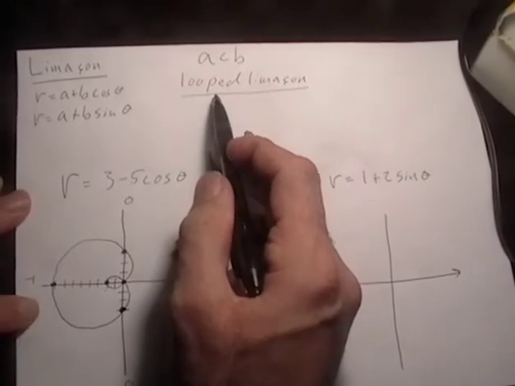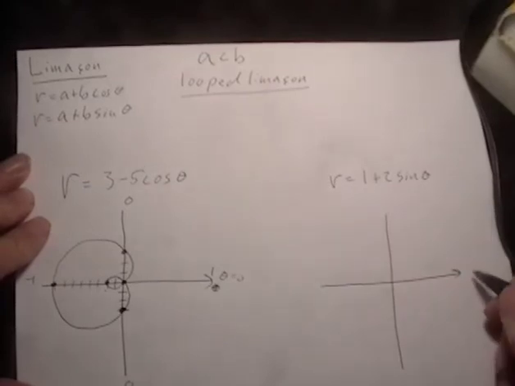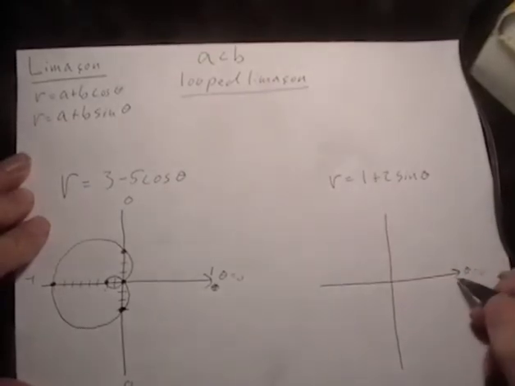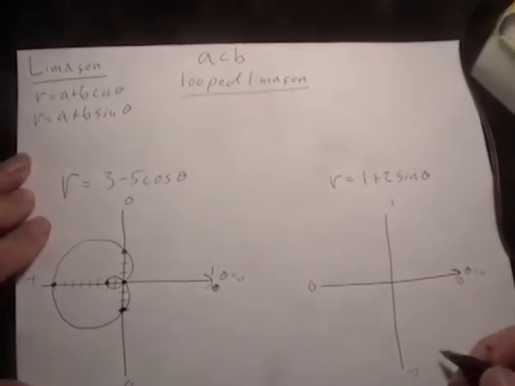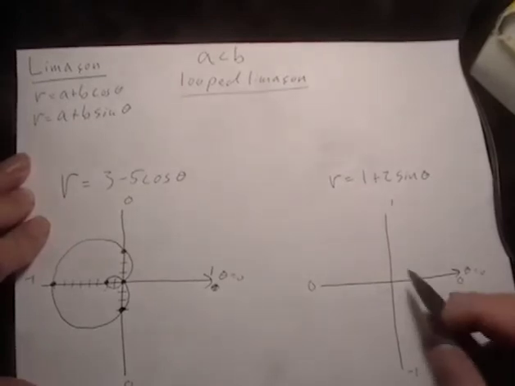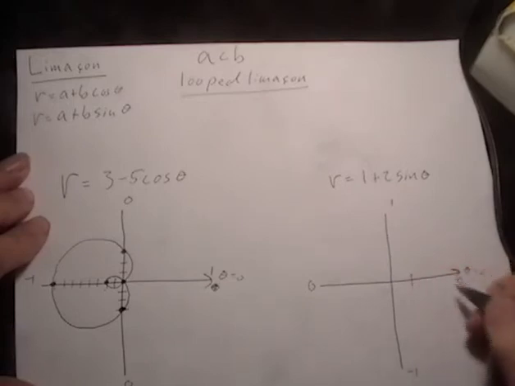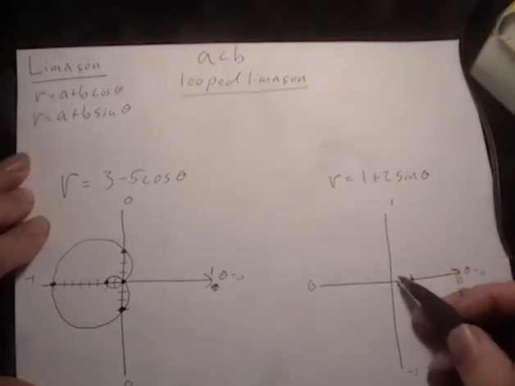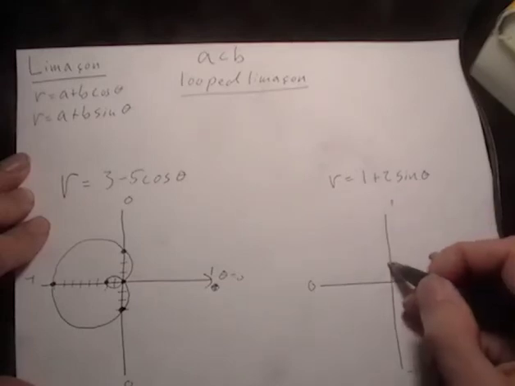So for the graph r equals 1 plus 2 sine theta, in the theta equals 0 direction, sine is 0, then 1, then 0, then -1. So, initially, in the theta equals 0 direction, I'm at 1 plus 2 times 0. That will be 1. In the theta equals pi over 2 direction, I'm at 1 plus 2 times 1. That will be 3.